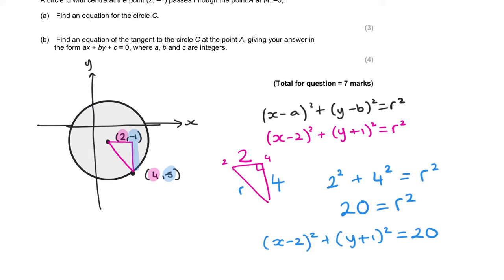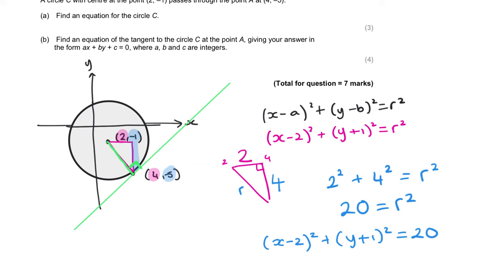Part B, it says find an equation of the tangent to the circle C at the point A. Okay, so if we want a tangent to the circle C, here is a tangent line that I'm going to draw. Here is a tangent, okay? This is a tangent. We want the equation of this line, right? Now, if we have a look, this is perpendicular to the radius, okay?